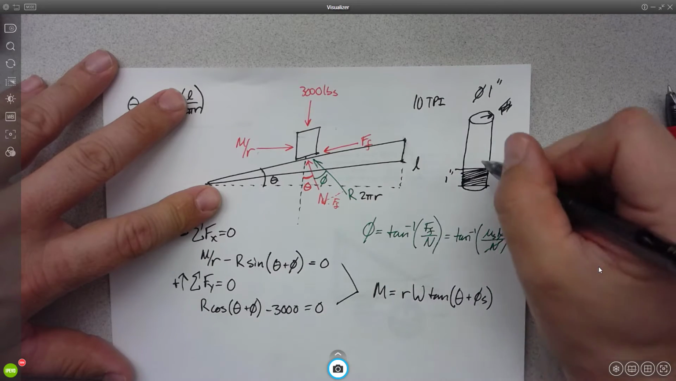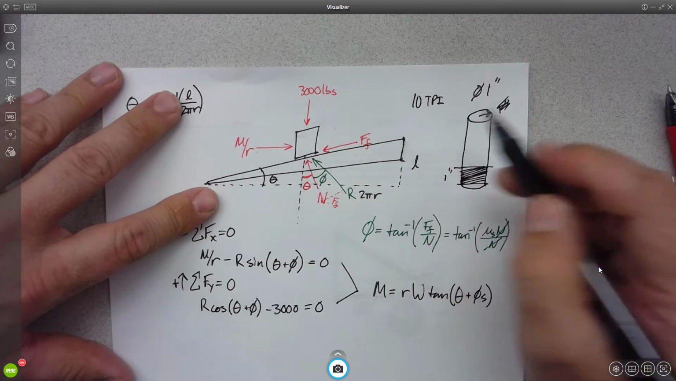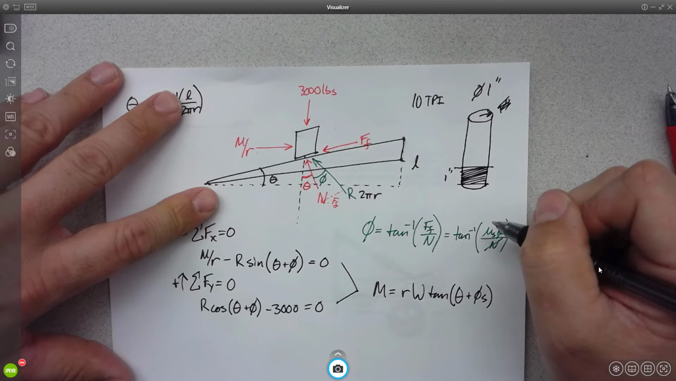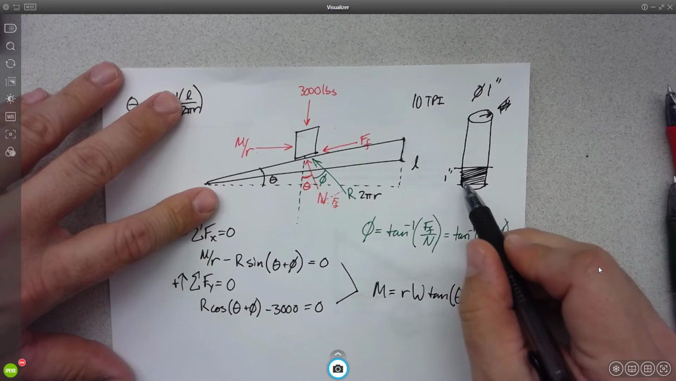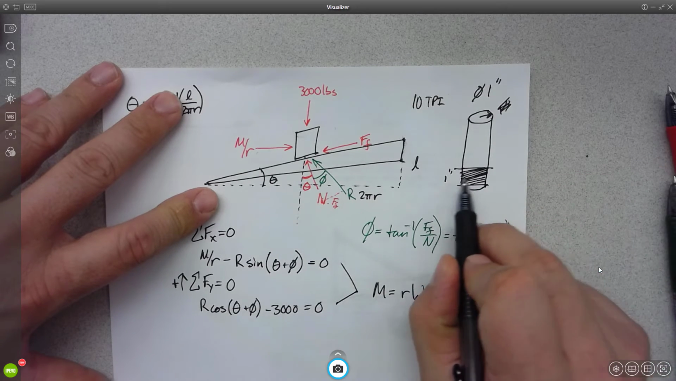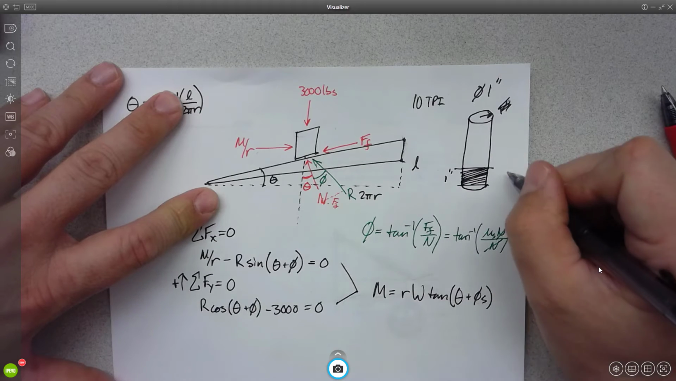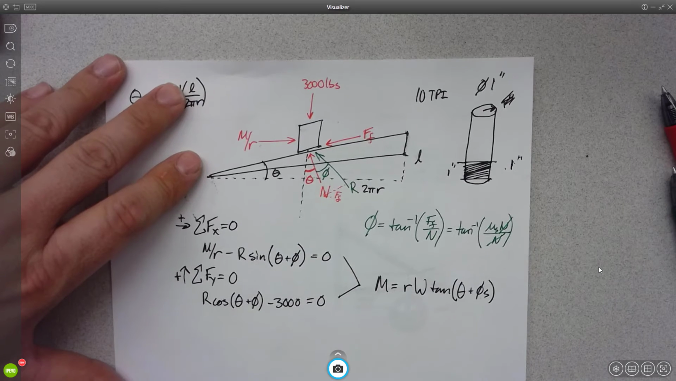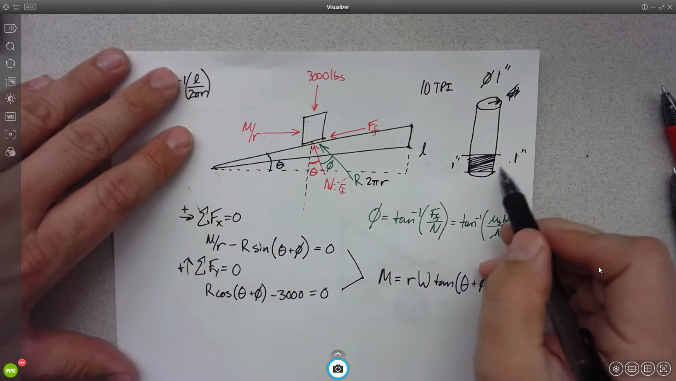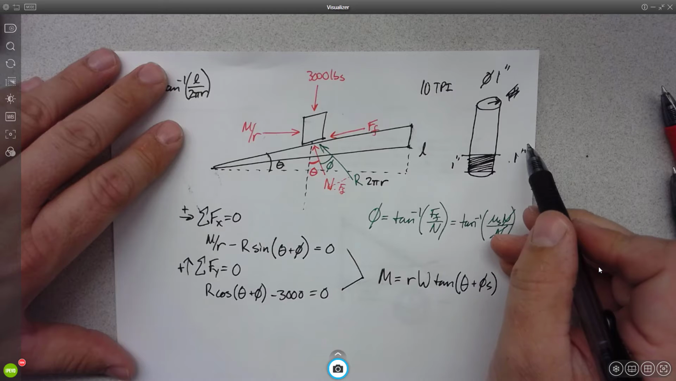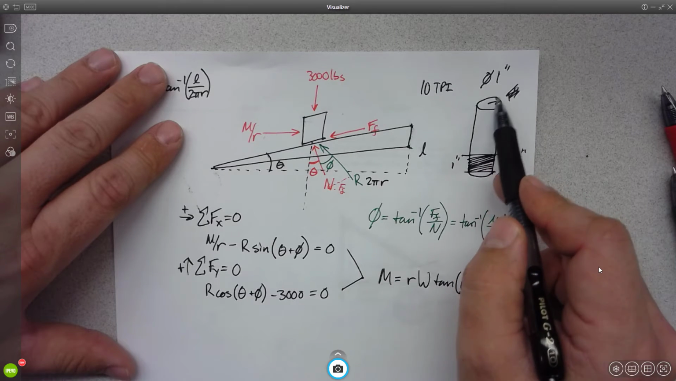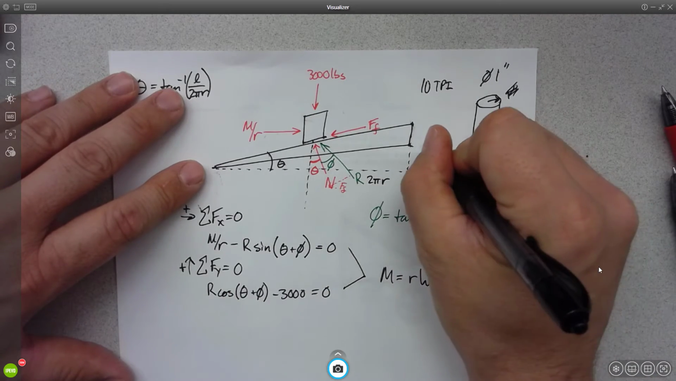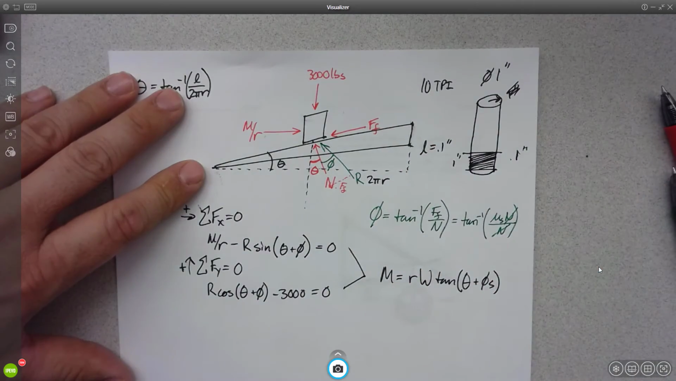Okay, so what's the pitch then? If I have 10 threads per inch, how much do I move with 1 revolution? 1/10 of an inch. Exactly. Okay, so if I turn the screw 1 time, it's going to change its height 0.1 inches. So for every turn of the screw, my truck's going to go up 0.1 inches. We know that the screw has a diameter of 1 inch. So that allows us to figure out L in this case is 0.1 inches.